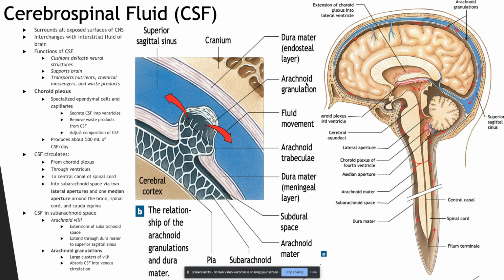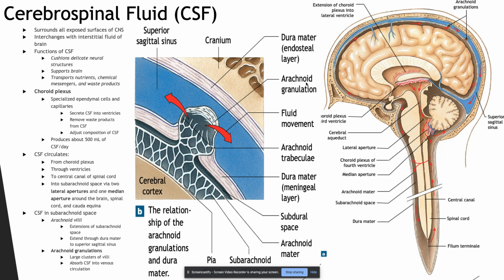In adults, those extensions form large arachnoid granulations, and CSF is absorbed into the venous circulation at the arachnoid granulations. The choroid plexus produces CSF at a rate of about 500 milliliters, or about 2.1 cups per day. And the total volume of CSF at any moment is approximately 150 milliliters. So the entire volume of CSF is replaced about every 8 hours. Despite this rapid turnover, the composition of CSF is closely regulated, and the rate of removal normally keeps pace with the rate of production.